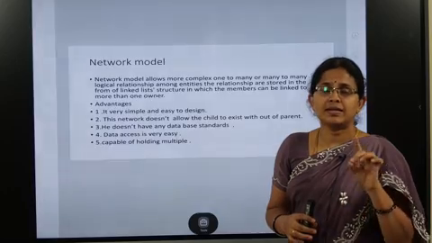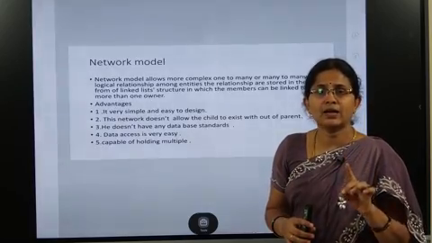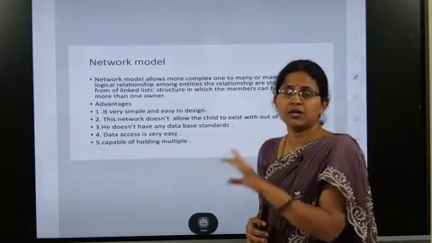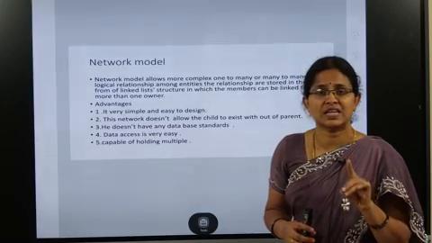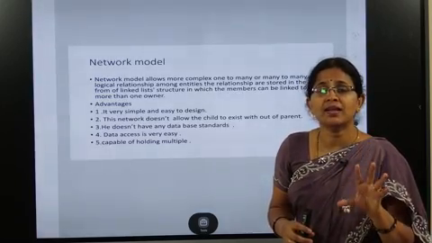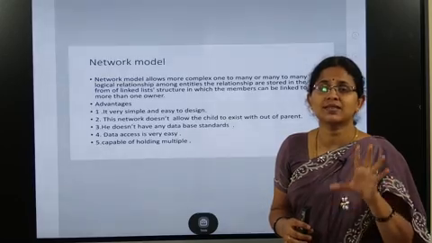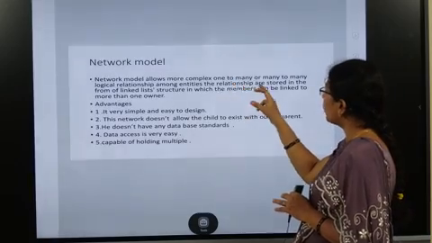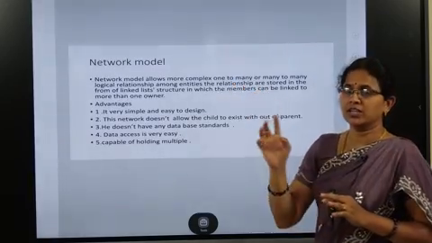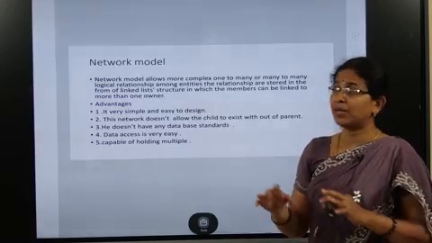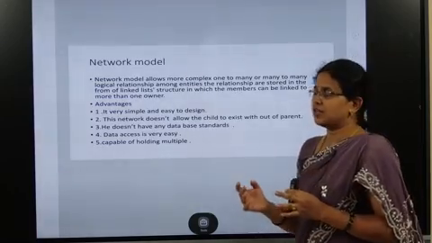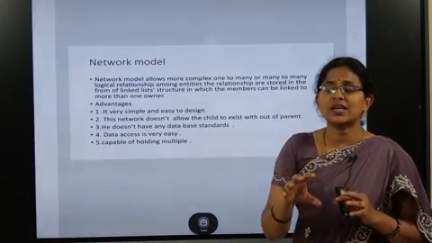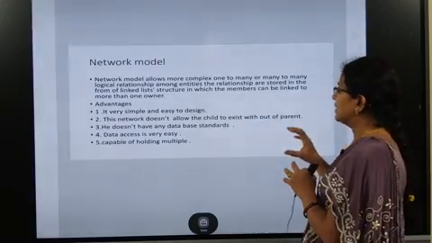I will tell you one more time. Whatever the disadvantages that are there in the hierarchical model, all those are overcome in the network model because it supports the complex relationships. It means many to many relationships we can define by using the network model. So it allows more complex one to many and many to many. You can specify one to many relationships and many to many relationships, logical relationships among different entities, and you can also store these relationships by using the linked list structure.